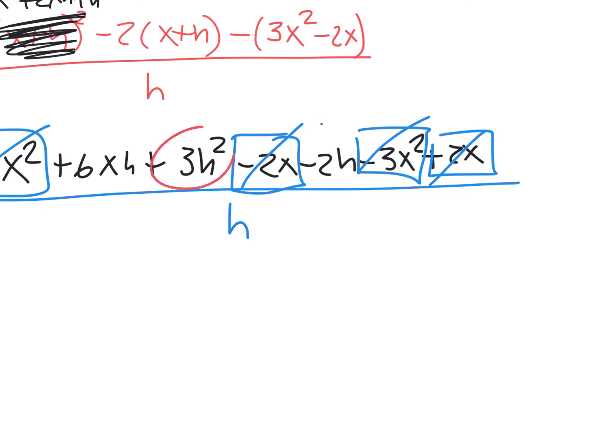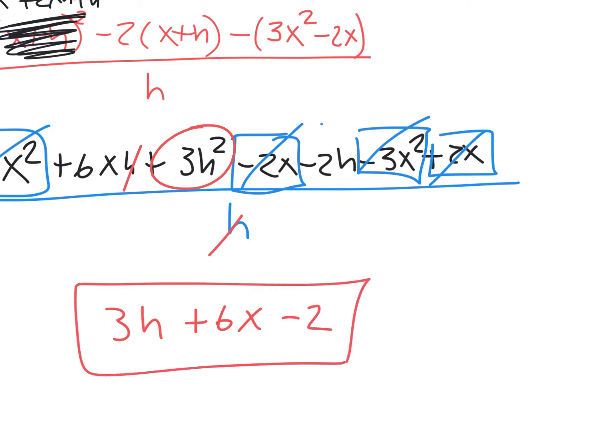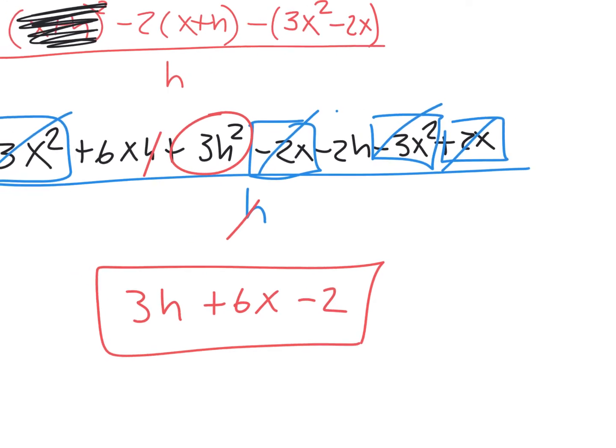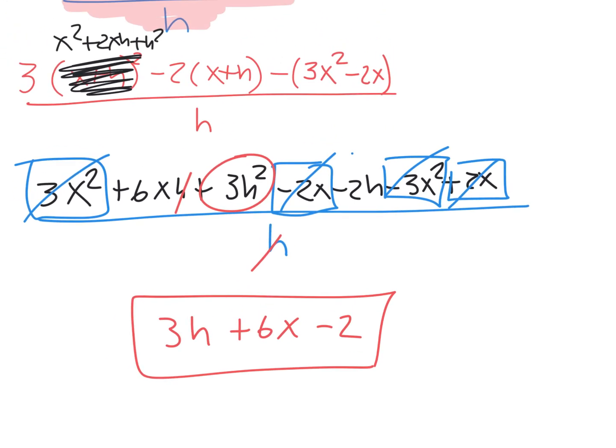So I'm going to move this to the front, and I'm going to say 3h. I'm cutting out an h right now, because I'm dividing everything by h. Plus 6x, and it would have had an h, but again, it canceled with the h on the bottom here. Minus 2. Raise your hand if you had that one right. Okay, awesome. If you didn't, look at it for a moment. Try to find your mistake. Any questions?